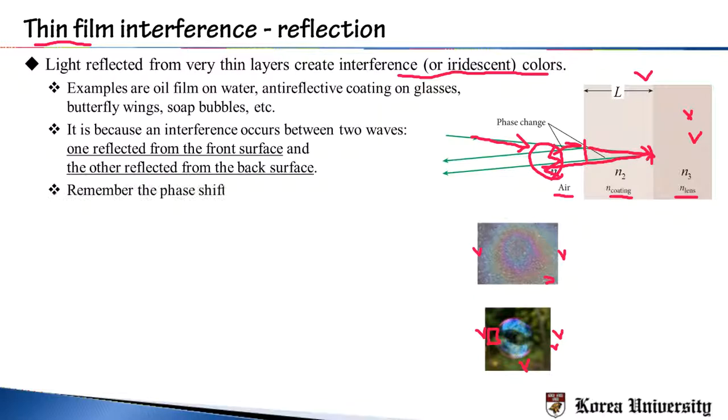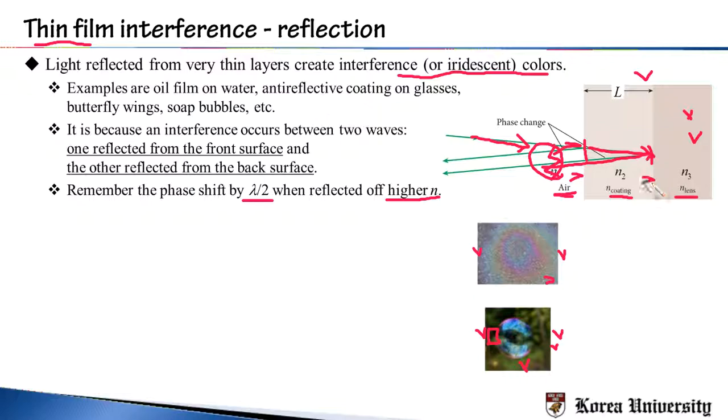And what we learned from the previous slide is that when the light gets reflected from the surface of the higher refractive index, it will be shifted by half lambda. So typically the outside is air, which has the lowest index of refraction. Therefore, when it's reflected off the thin film, typically the thin film will have a higher refractive index, so therefore there will be a pi shift.